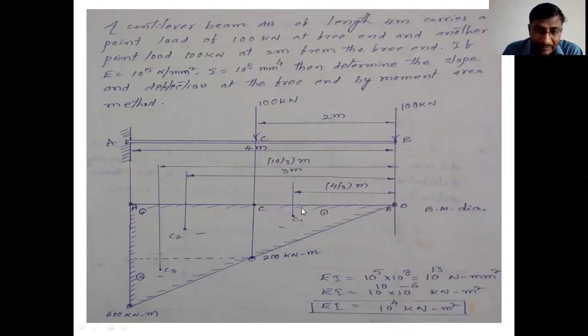So A1x1 means this is the first area. A1, the area of the triangle, is half into 2 into 200, that is 200. Into x1, the center of gravity of this first area from the apex. It is total 2 meters. From the apex, it is 2/3 of the total distance, 2/3 of 2 meters, so 4/3 meters. This is the center of gravity of first area C1 from the apex.